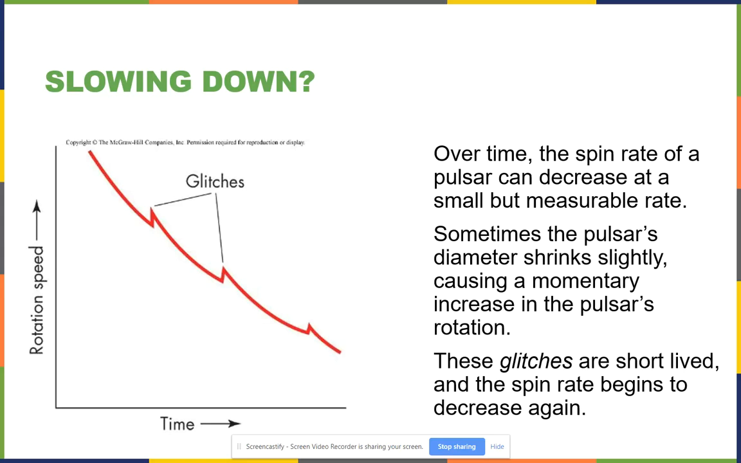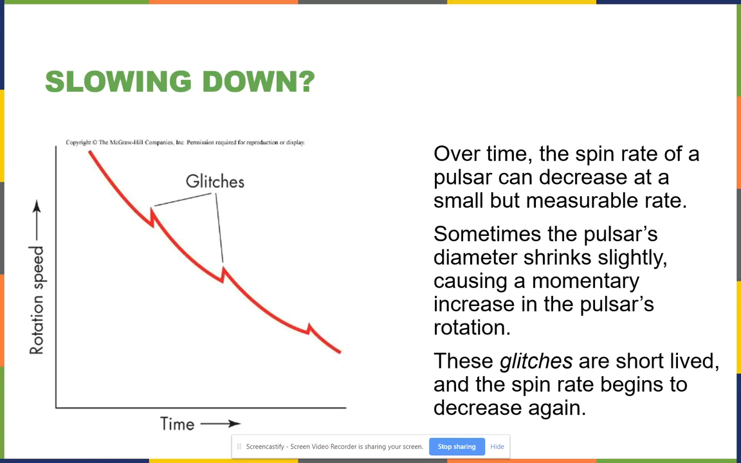What could cause it to speed up? What could cause the rotation of a pulsar to speed up? Can it get closer together, like small? That is one option. It could be because it shrinks a little. That's what it says here.